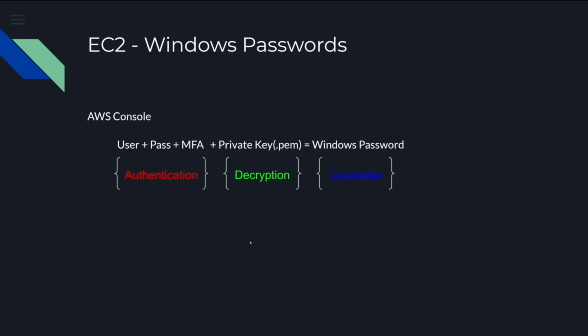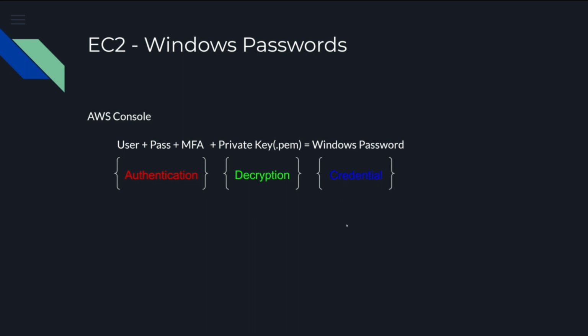So how this works, right? If you think about it, you've got your authentication in the console, you've got your authentication that is username and password, plus hopefully multi-factor authentication. That authenticates you to the console. And then the password is encrypted using the public key of this private key. And so you present the private key to the AWS console, it decrypts it there in the browser, and it dumps out a Windows password.